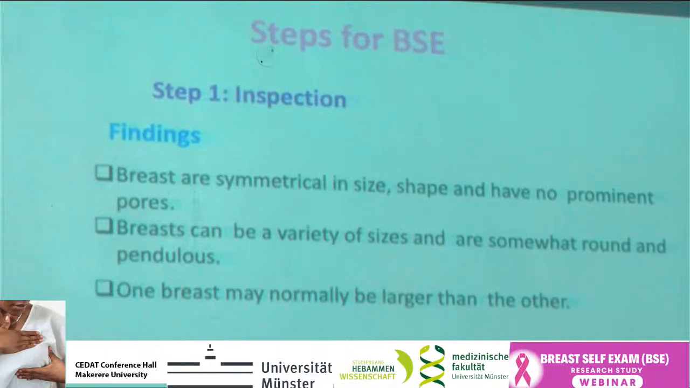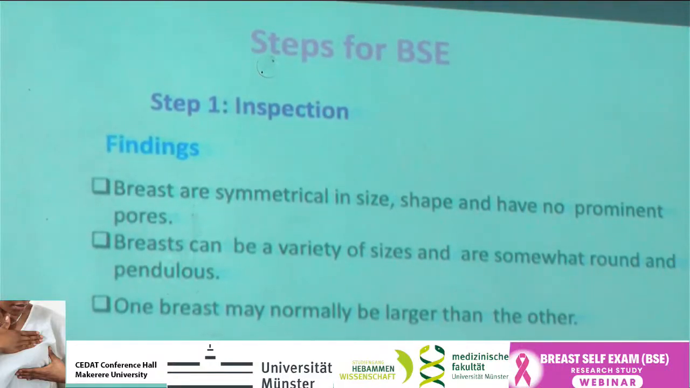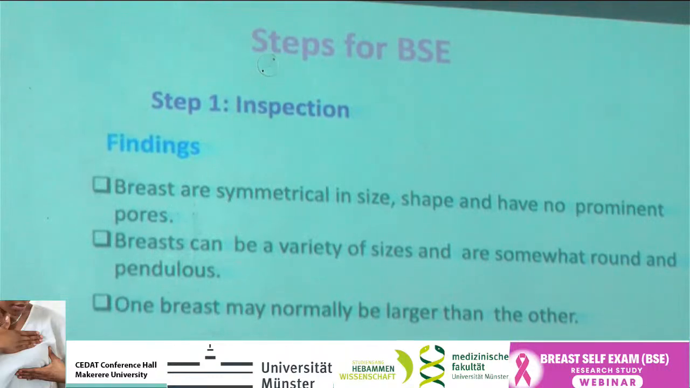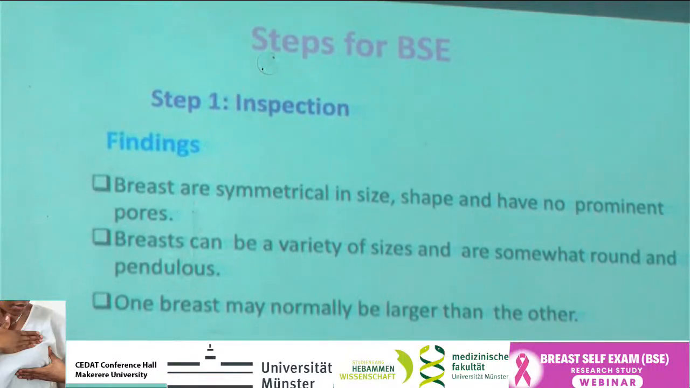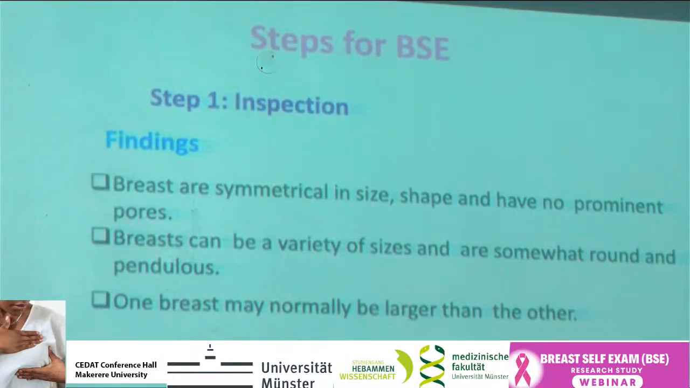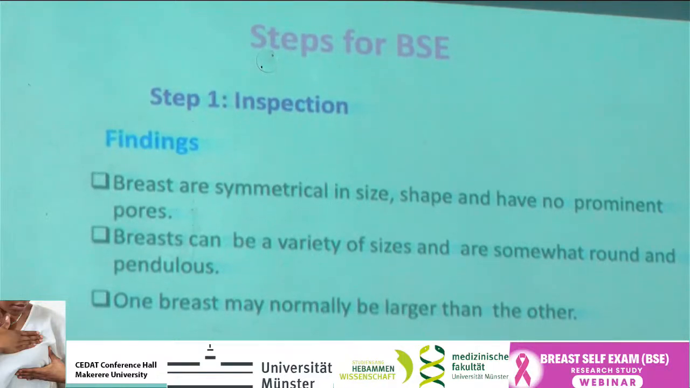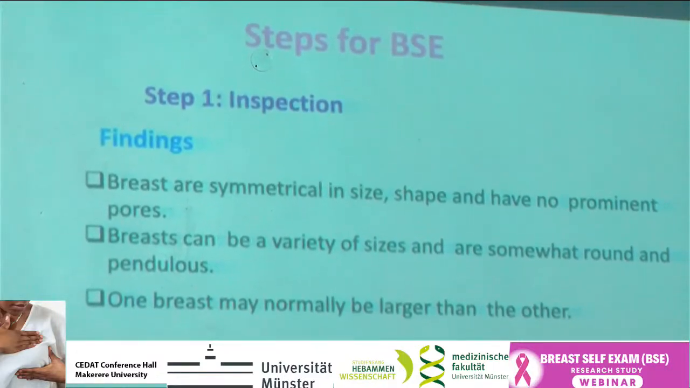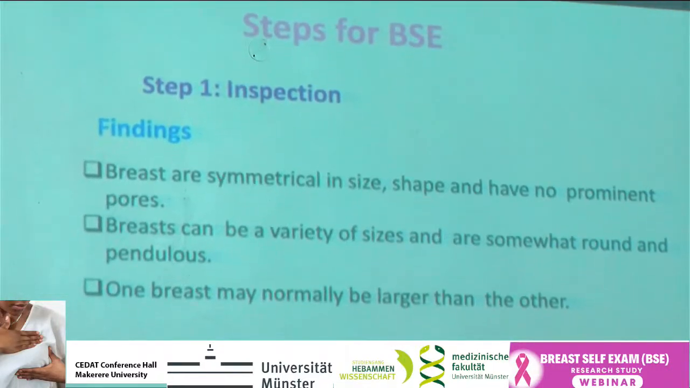Step 1, still with inspection. What are the possible findings? Breasts are symmetrical in size and shape, and there are no prominent pores. The breasts can be a variety of sizes and are somewhat round and pendulous. One breast may normally be larger than the other. If your dominant hand is the left, you may find that your left breast is a bit larger than the right. That's normal.